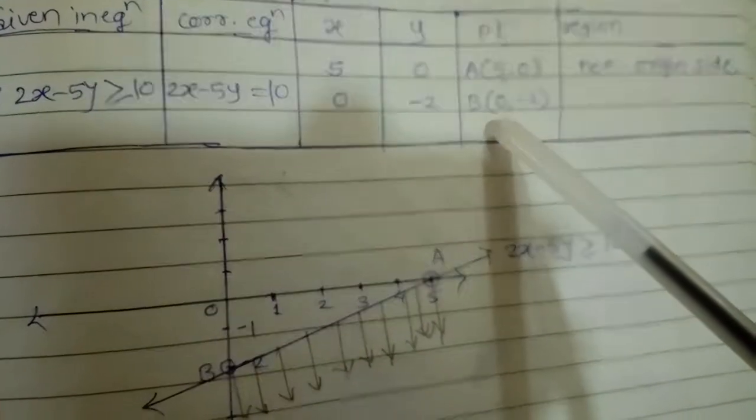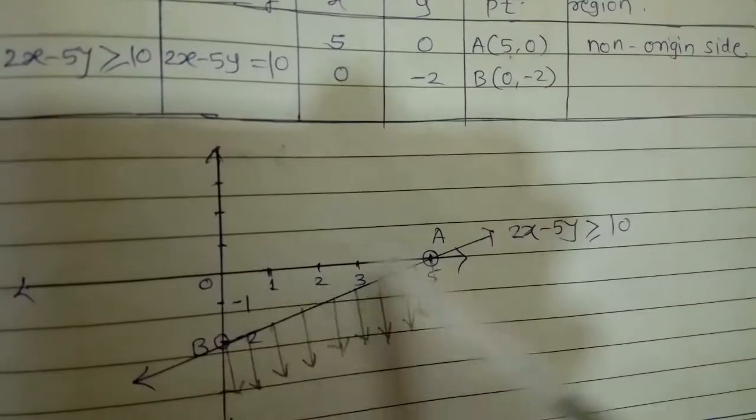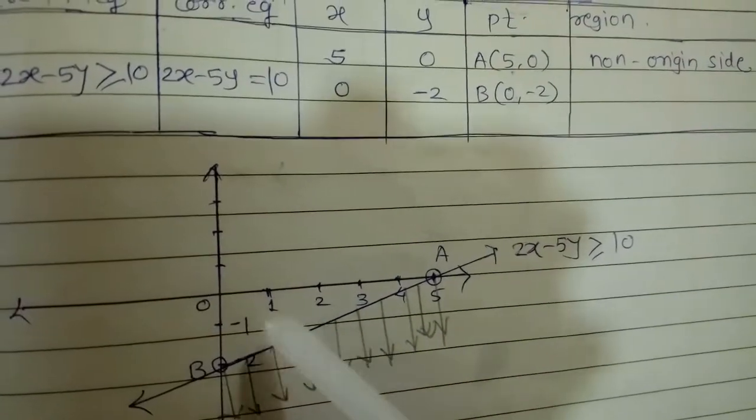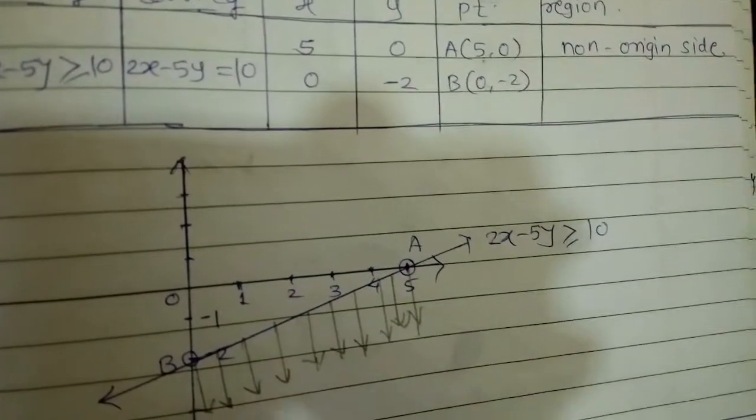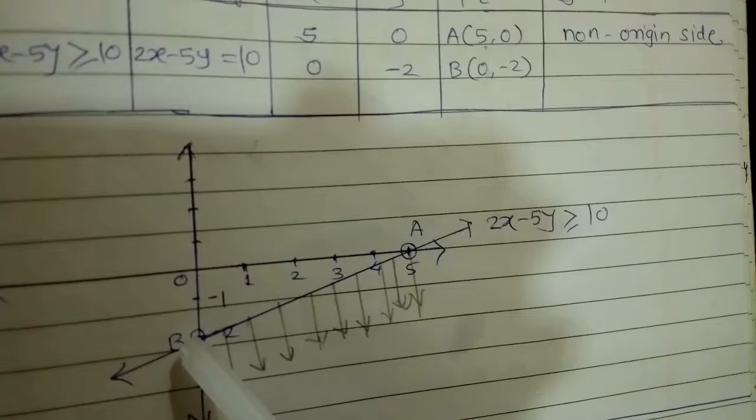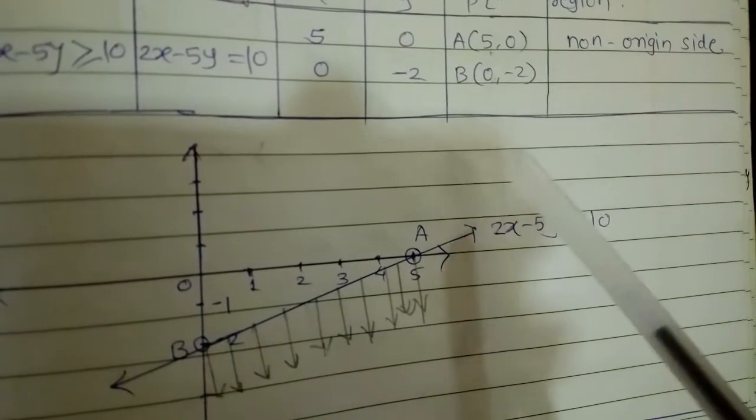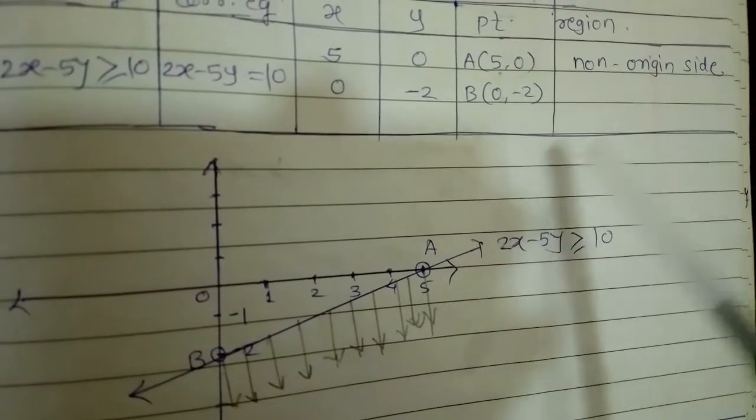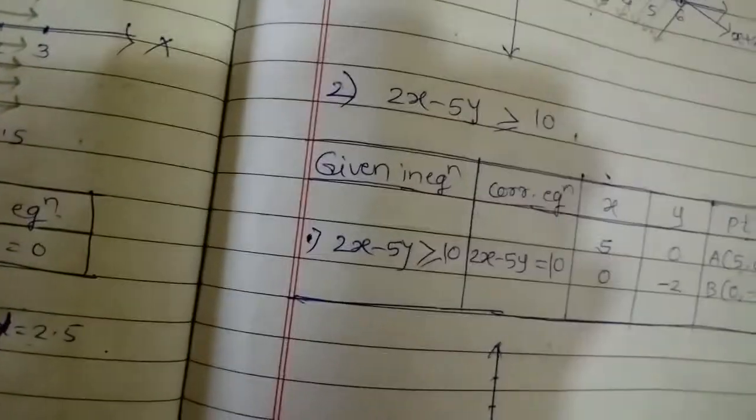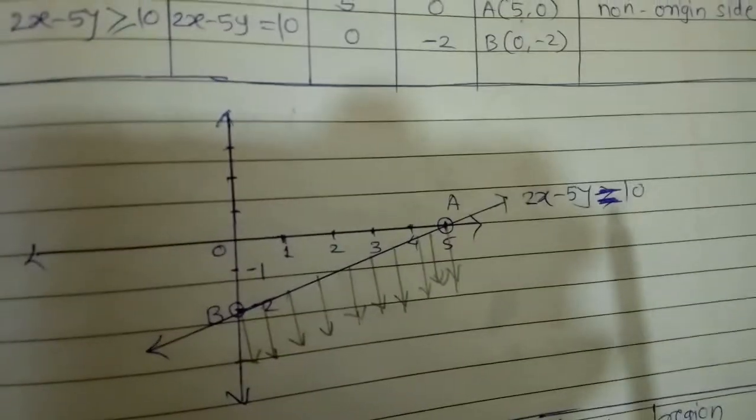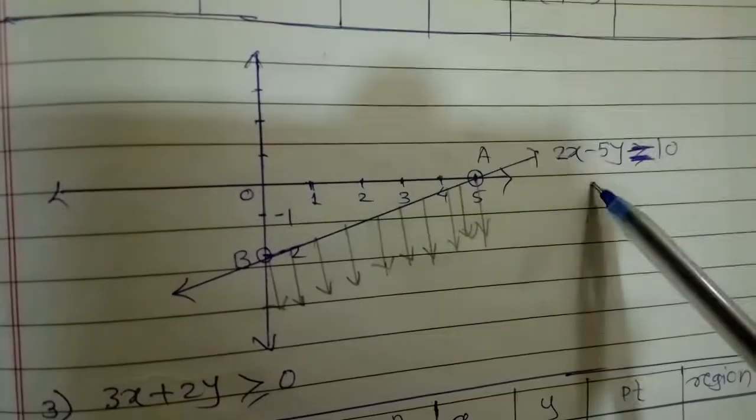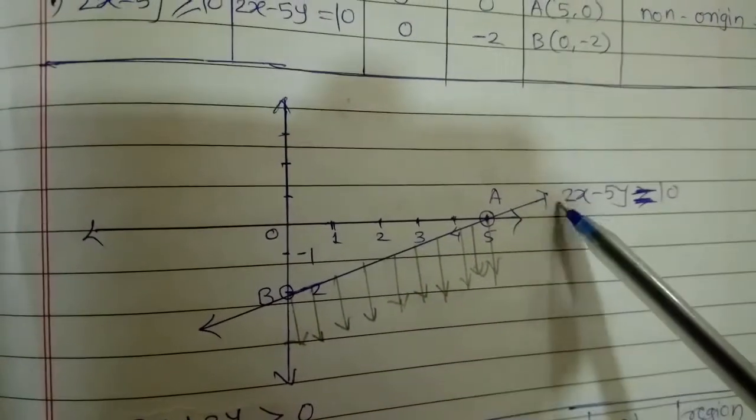So here we just plot these points, A and B. The coordinates of A are (5, 0), so 1, 2, 3, 4, 5, here is point A, and point B is (0, minus 2), so B is here, and we join this line AB, which is the graph of the equation 2x minus 5y equals 10. Here we write the equals-to sign, don't write the inequation. 2x minus 5y equals 10, and in this way we get the graph of this equation.